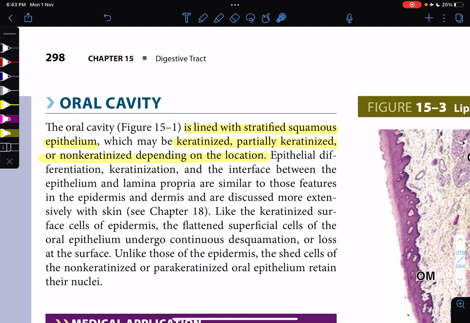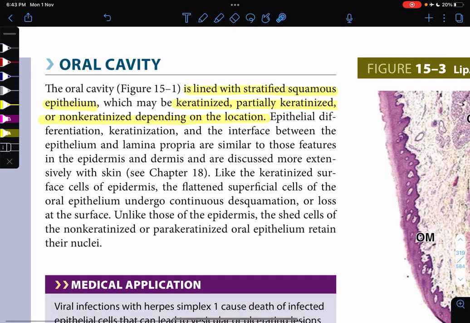Like the keratinized surface cells of the epidermis, the flattened superficial cells of the oral epithelium undergo continuous desquamation, or loss, at the surface. Unlike those of the epidermis, the shed cells of the non-keratinized or parakeratinized oral epithelium retain their nuclei. Whereas the flattened superficial cells of the epidermis lose their nuclei.